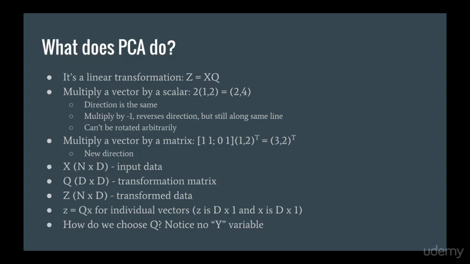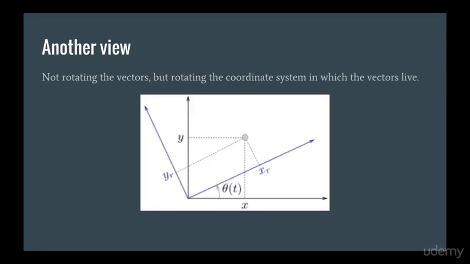What makes PCA interesting is how it chooses the Q matrix. Notice that because this is unsupervised learning, we have an X but no Y, or no targets. Another view of what happens when you multiply by a matrix is not that you are rotating the vectors, but you instead are rotating the coordinate system in which the vectors live. Which view we will take will depend on the problem we are trying to solve.